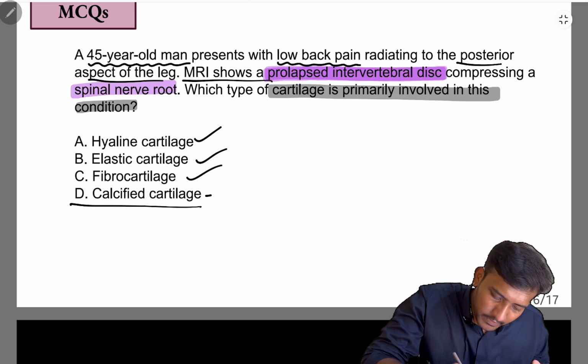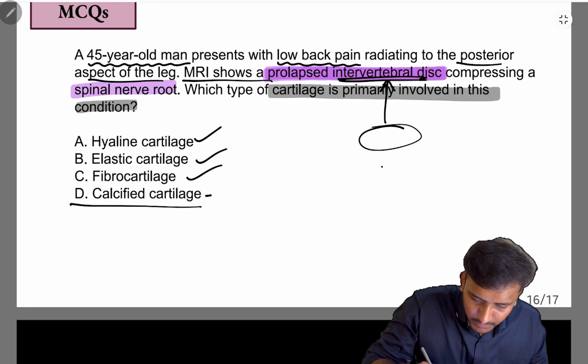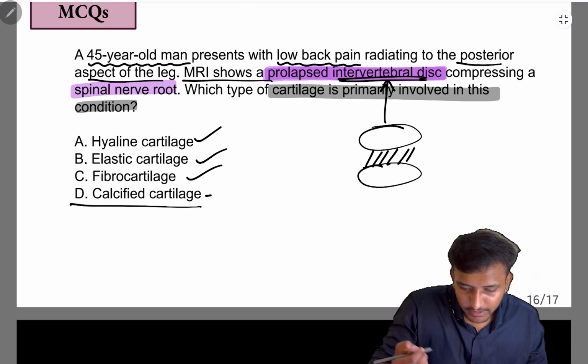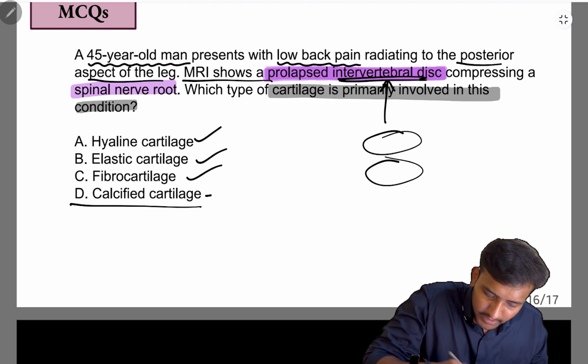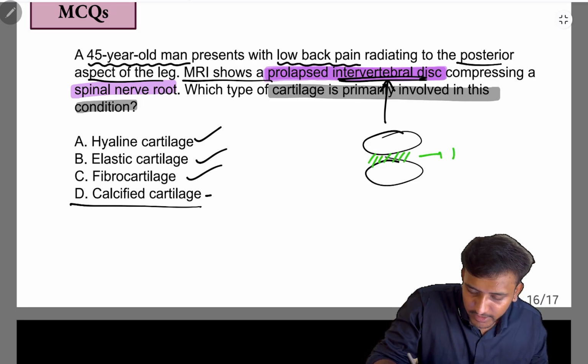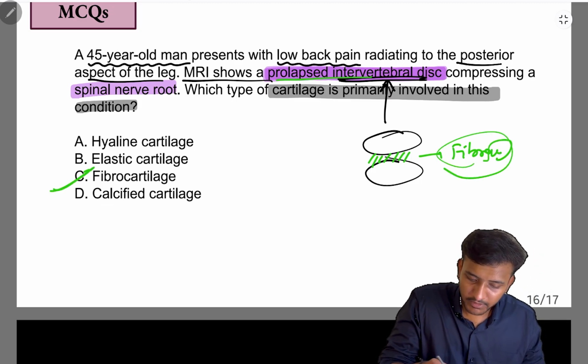But anyhow, which cartilage is this intervertebral disc? I told you that between the two vertebrae you will have one disc, and that cartilage is your intervertebral disc, right? And I told you which type of cartilage it is. It's your fibrous cartilage, right? That's the answer. Fibrous cartilage is involved in intervertebral disc prolapse.